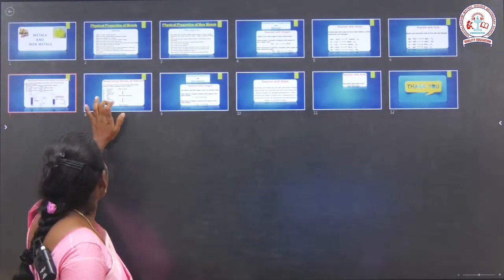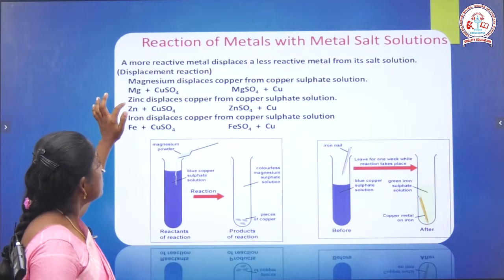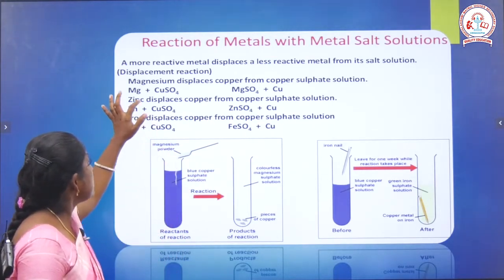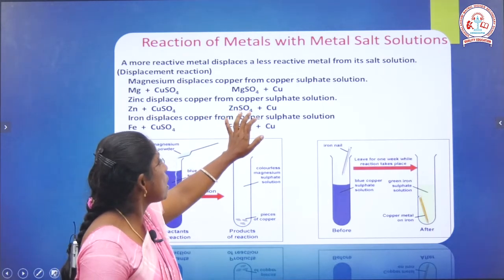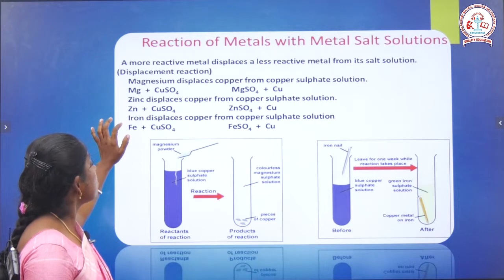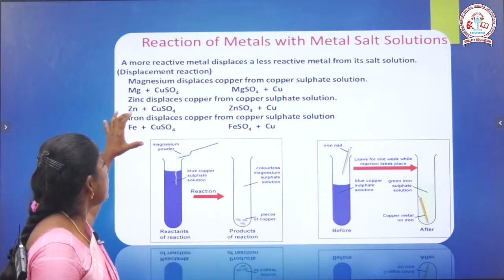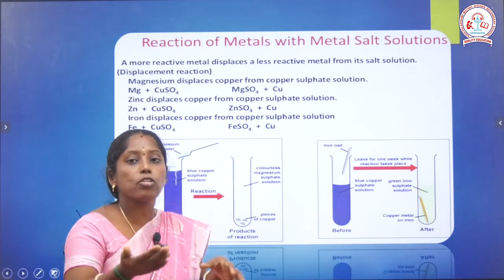So that only happens here. The same as well as the next one, zinc. Zinc displaces copper from copper sulfate solution. Here this zinc replaces copper, so it changes to ZnSO4, zinc sulfate, plus Cu. Then the next one, iron. Iron also displaces copper from copper sulfate solution. So from this we can observe that a more reactive metal replaces a less reactive metal.